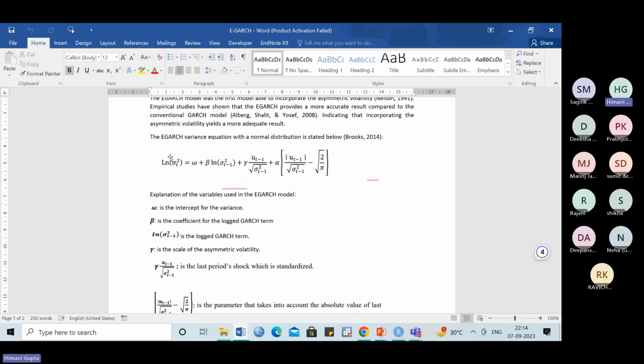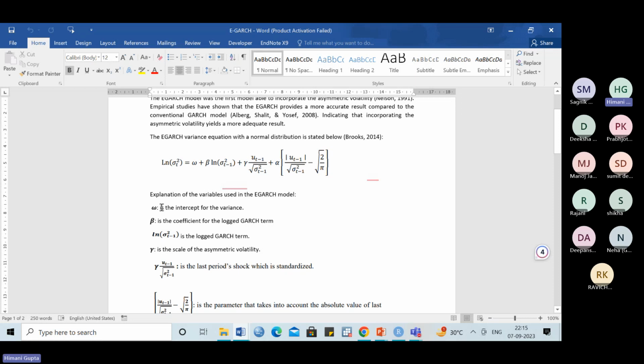Any idea what you mean by the word log model? A log model says whether your value is negative or positive, it will not impact any volatility. It's one and the same thing. So since it is a log model, we get more accurate results. If you remember, whenever we are taking the stationarity, we also take the log. So whenever we are using the log model, we will get better results.